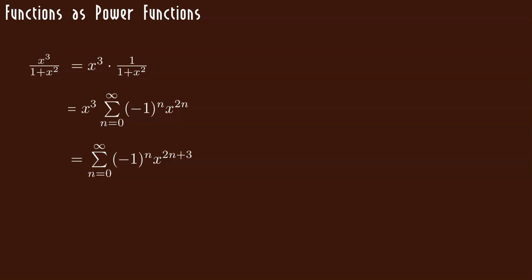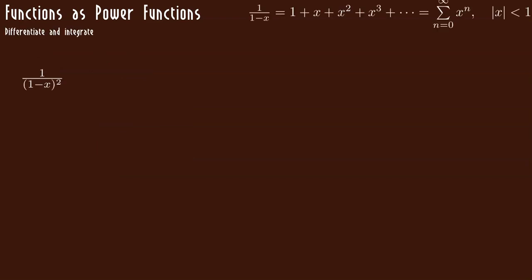Now, the cool thing about power functions, you can take the derivative of them and you can integrate them and they will have the same radius of convergence. So let's say we've got 1 over 1 minus x quantity squared. That is the derivative of the original expression we had of 1 over 1 minus x. So that means I just need to take the derivative of 1 plus x squared plus x cubed plus yada yada yada. So I have 1 plus 2x plus 3x squared plus yada yada yada.